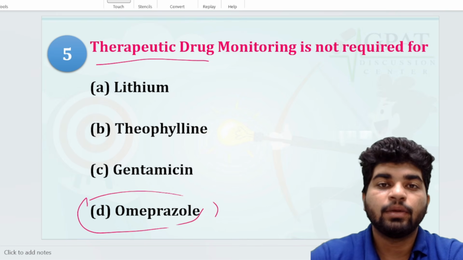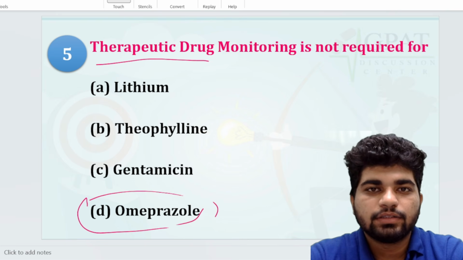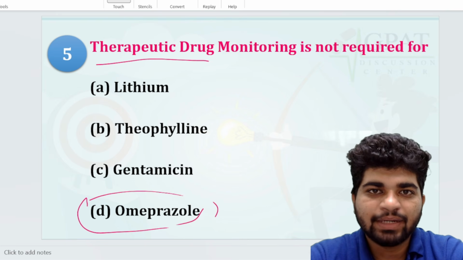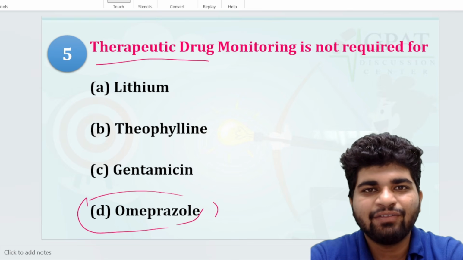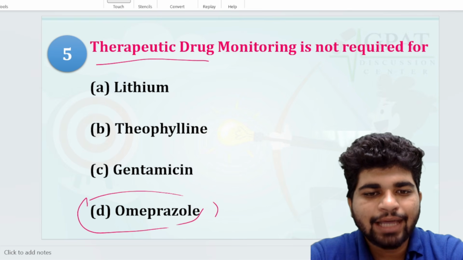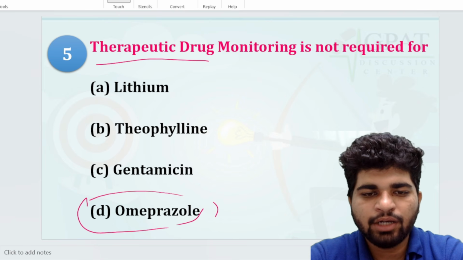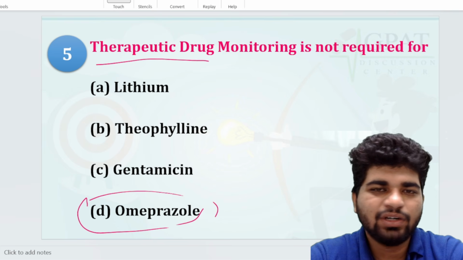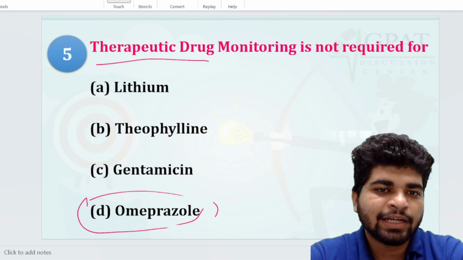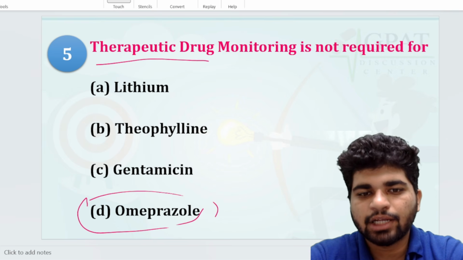If you remember, there is a trick to remember. A drug possessing a very low therapeutic index. If any drug has a very low therapeutic index, only that drug is considered for therapeutic drug monitoring, right? TDM, as it is called, right? So obviously this omeprazole doesn't have a low therapeutic index. That's why therapeutic drug monitoring is not required for that.